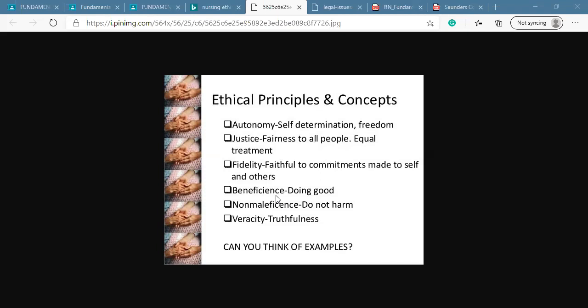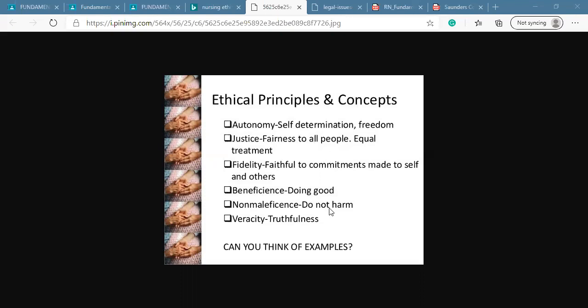And another one here, we say non-maleficence means do no harm, right? So you do not do harm to the patient. It's called non-maleficence, right? An example of non-maleficent action: stopping a medication that is known to be harmful.